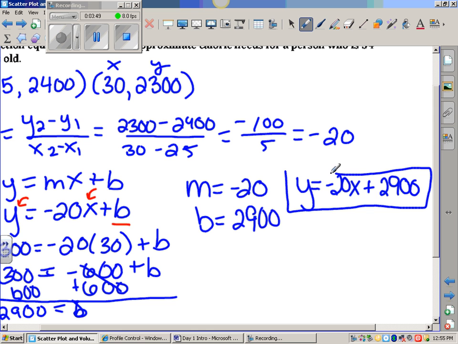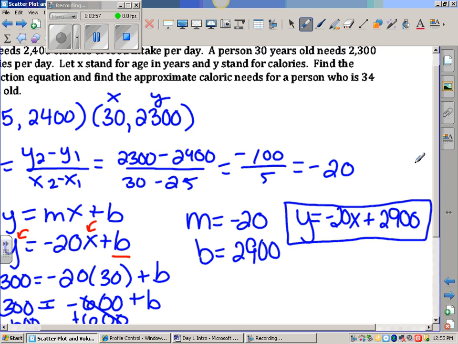They wanted the equation of your approximation. All right, so there it is right there. But this is a 2-part question. After you find the equation, it says find the approximate caloric needs of a person who is 34 years old. Now, if you look over here at your coordinate, 30 represented how old the person was. The 2,300 represented the amount of calories they need. So instead of looking at 30, now we're looking at 34. So 34 is going to be subbed in for your x.